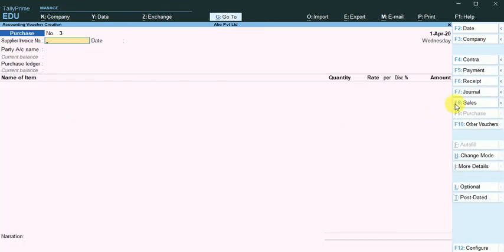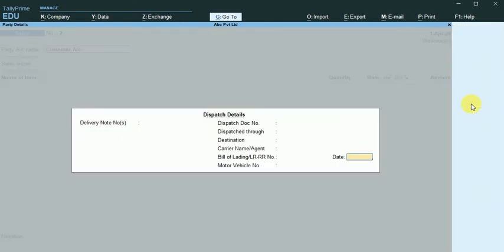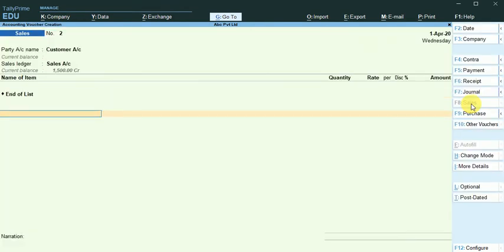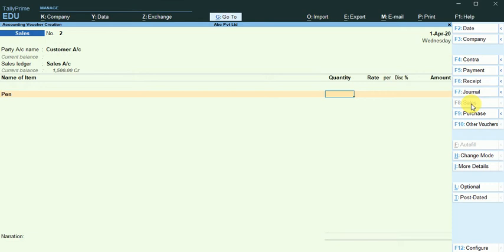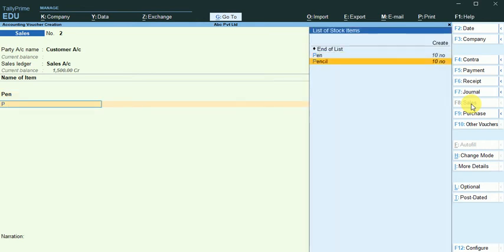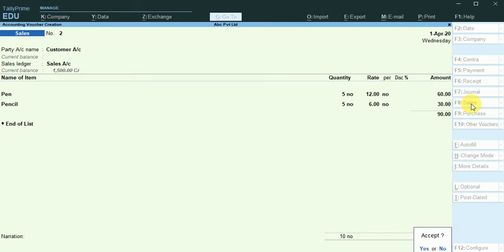Going to the voucher, sales, the party is customer, sales account, pen. Say I'm selling 5 units. I want to enter the rate, so I'm selling it for 12 rupees, and pencil is 6 rupees, so that I can get profit.